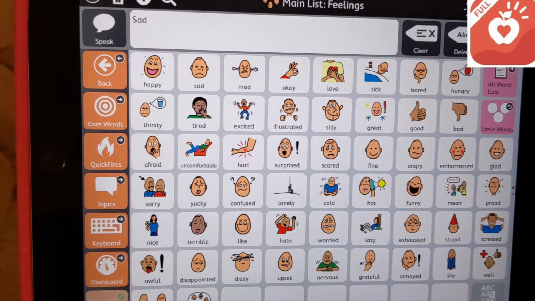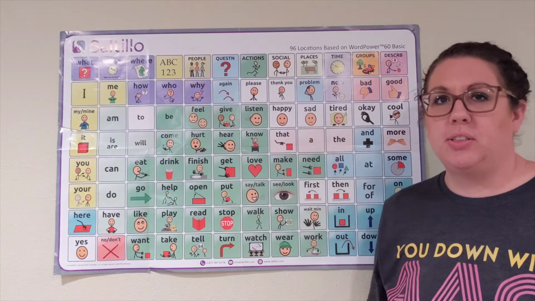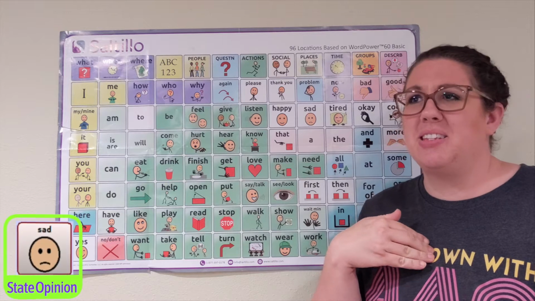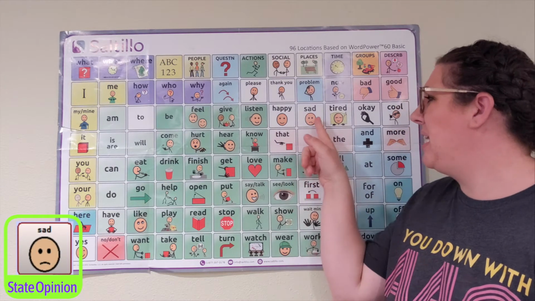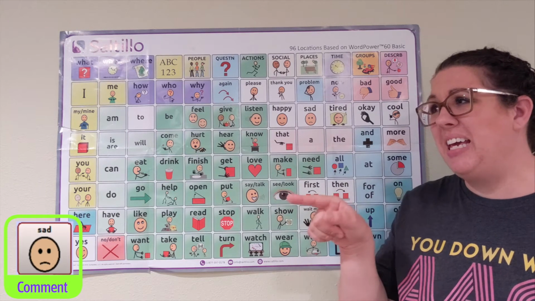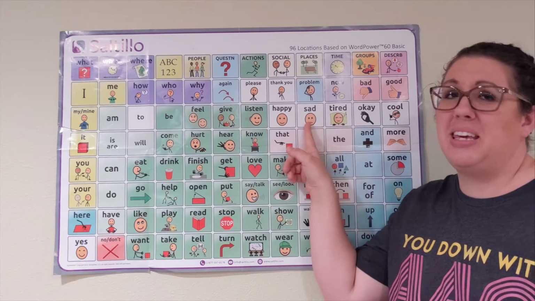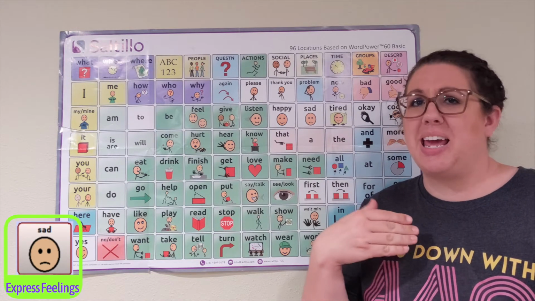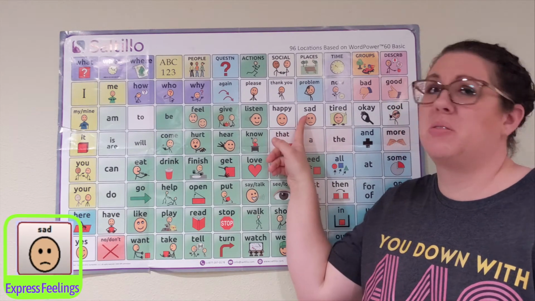Now let's use our word sad for some different functions of communication. I could state my opinion and say rainy weather makes me feel sad. I could use my word to comment and say he is crying. I think he's sad. I could use my word to express my feelings and say I feel sad.